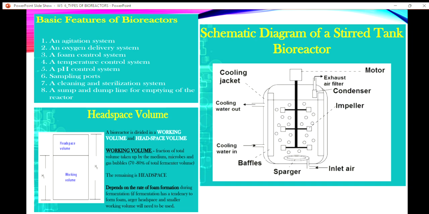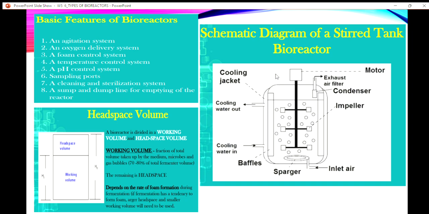The most important thing here is actually the working volume. This is the total volume of your bioreactor. But when you want to conduct the fermentation process, make sure you only use 70% of the total volume as your broth. The rest, you just leave it as head space, so that any gases that are produced will be trapped here.